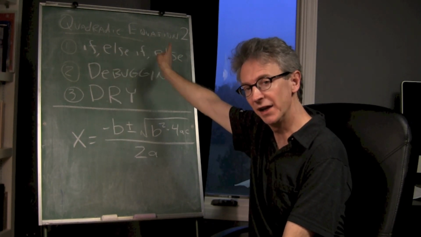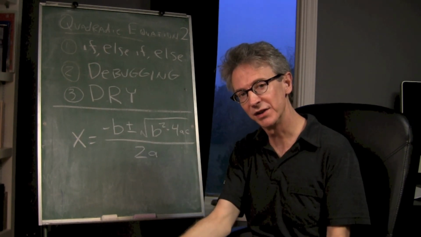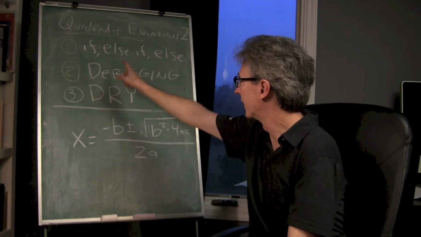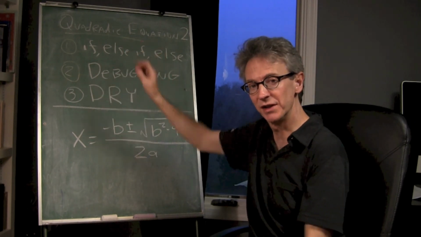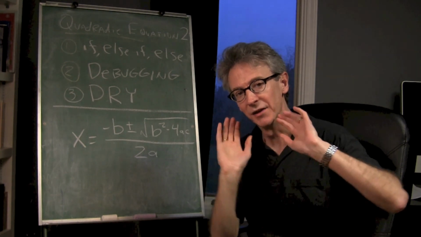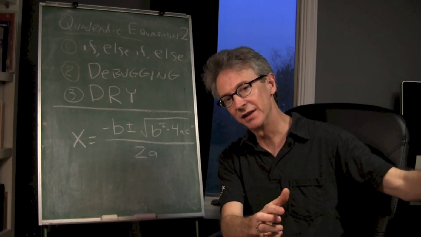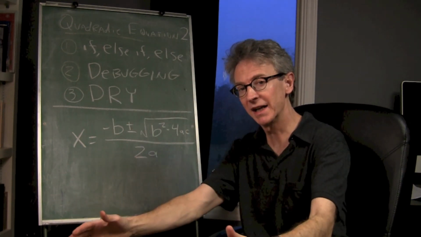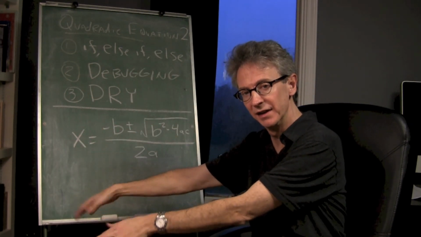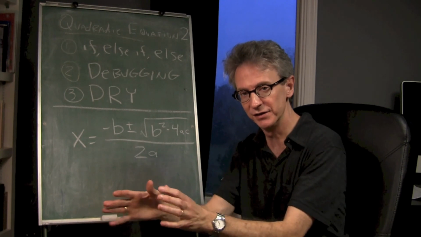So I covered if else. If you're in one situation, run a block of code, otherwise run another block of code. Else if is if you're in a situation where you have 3 blocks of code and you want to run the first block if you're in a certain situation, else if the second block if you're in another situation, else the third block if you weren't in the first 2 situations.